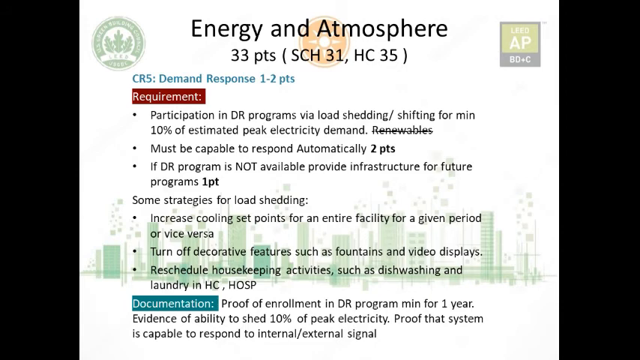The documentation is to show the proof that you are enrolled or participating in the DR programs for at least 1 year, and the evidence that you are able to shed 10% of electricity, which is the main demand of this credit, and the proof that the system can respond automatically. If these 2 requirements are met, you're able to get 2 points, and in case of DR event available. If not, you can get 1 point.